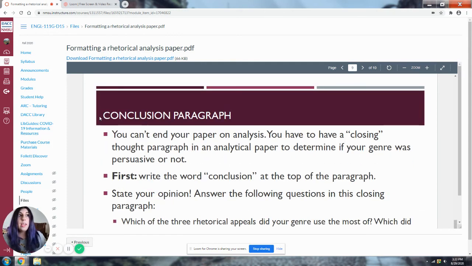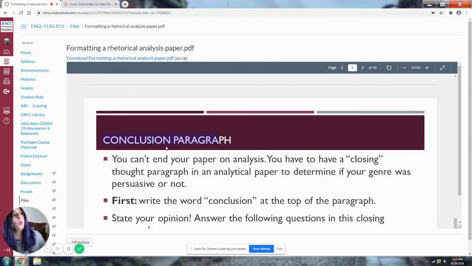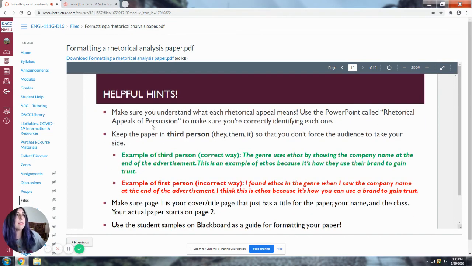Some students break away into first-person point of view for the conclusion only. You can too if you want. And what I mean by that is you can start using the word I. I was persuaded, only in the conclusion. Or you can keep it third person throughout. That's up to you. So, helpful hints.